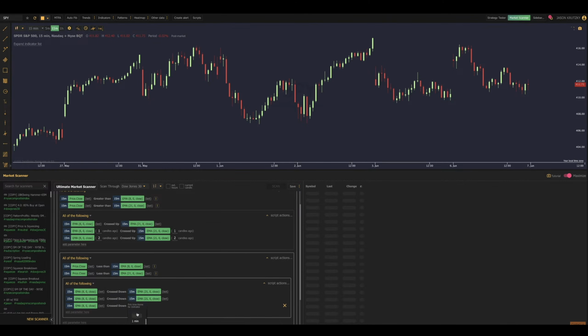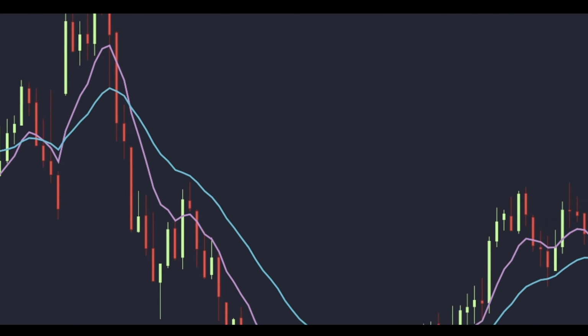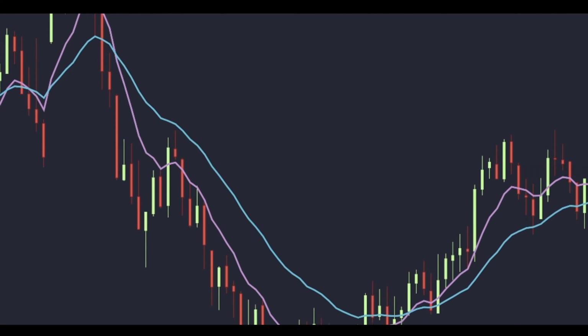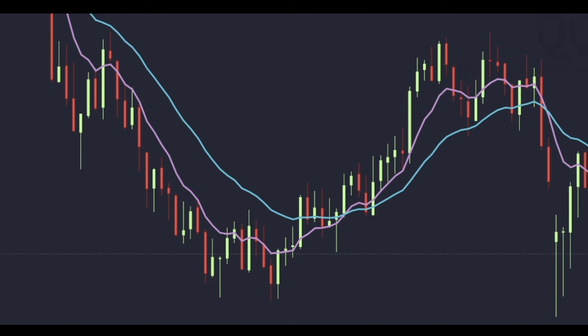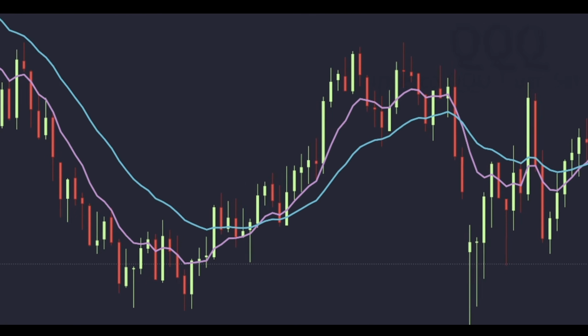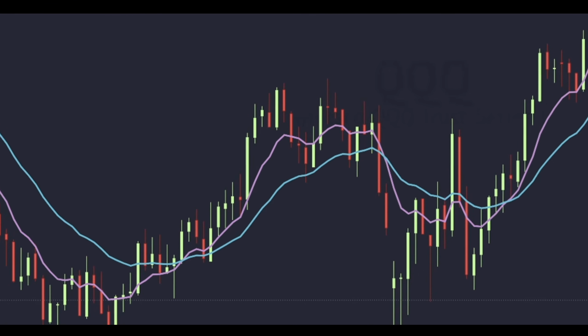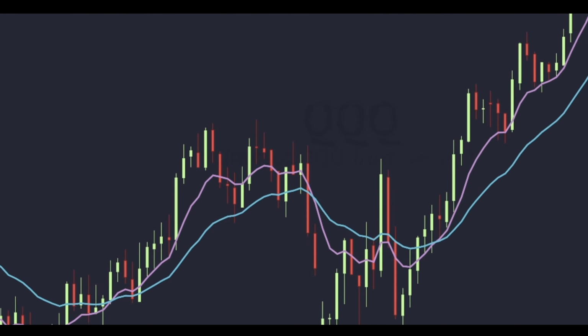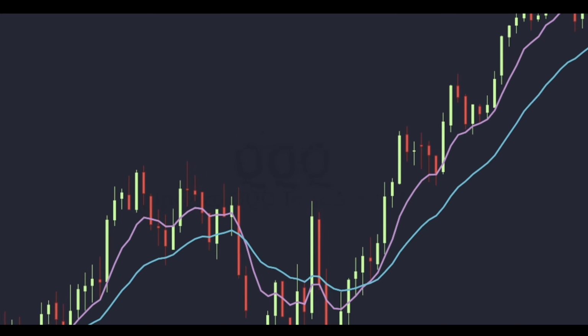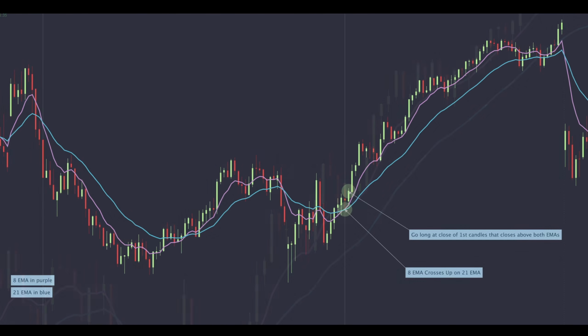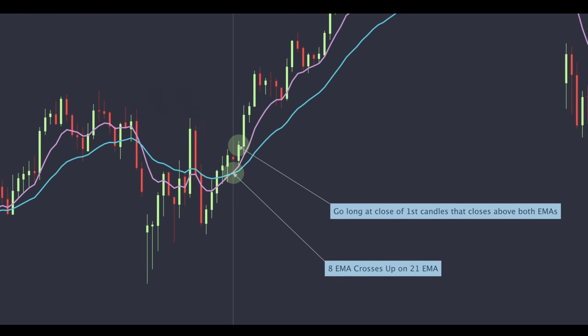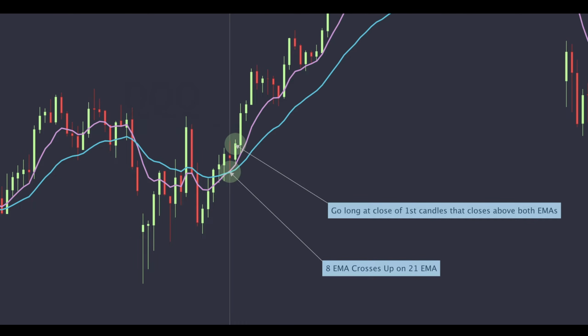Let's jump into it. The first scanner we're going to dig into today is called the 8-21 EMA Cross Scan. As the name suggests, it utilizes the 8 and the 21 EMA, and we've chosen these specific EMAs because they're so widely used. Let's first talk through the trade idea, and I'll provide both bullish and bearish setups. In this idea, we're going to go long when the 8 EMA crosses up on the 21 EMA and price closes above both moving averages.